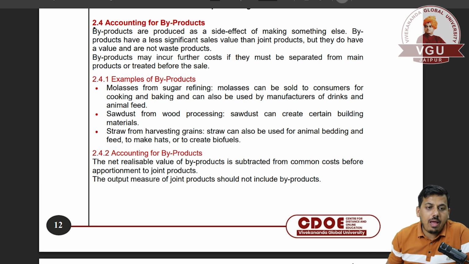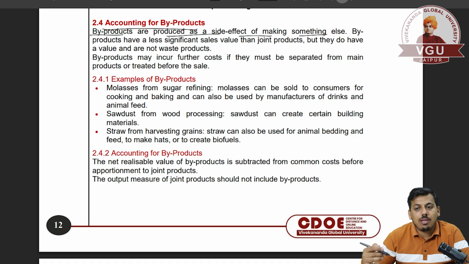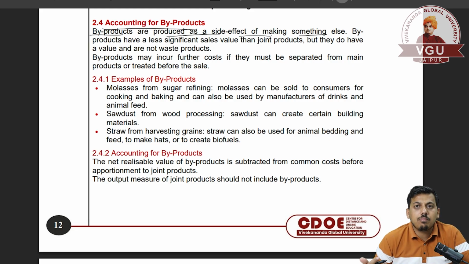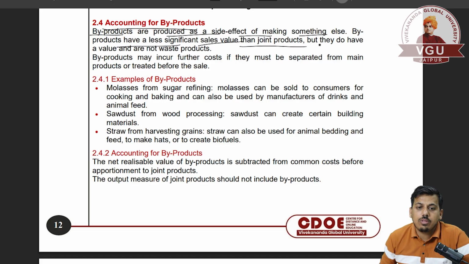Accounting for byproduct. Byproducts are produced as a side effect of making something. We are not basically producing these units; they are a side effect, not the main aim of the organization to produce, but they are manufactured just because of processing. Byproducts have a less significant sales value than joint products.